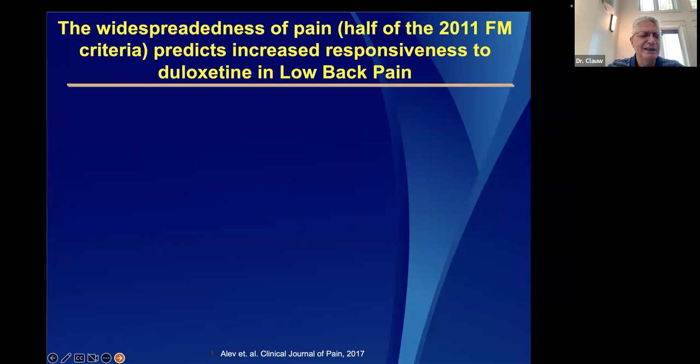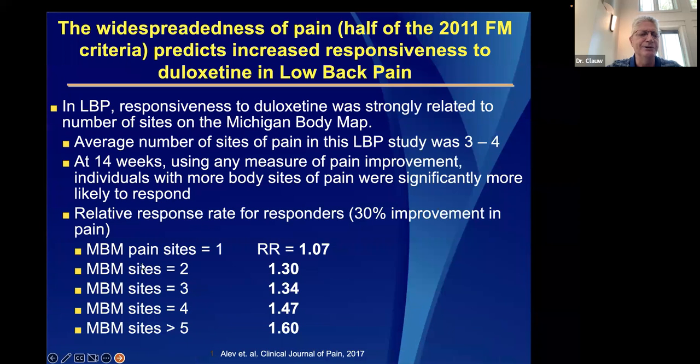Take the drug duloxetine, which now is off patent, and we didn't know this when the drug was first approved for use in neuropathic pain and fibromyalgia. And most people are unaware of the fact that before duloxetine went off patent, it was actually approved by the FDA for use in low back pain and in osteoarthritis. But at the time that it was approved, we didn't really know what subset of low back pain patients it would work best in.